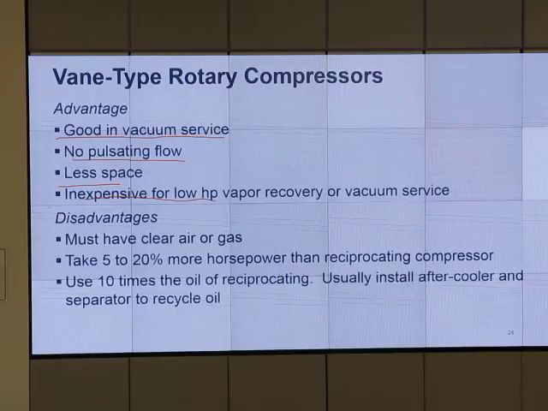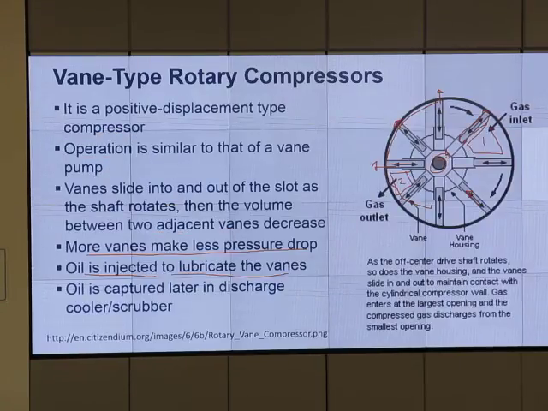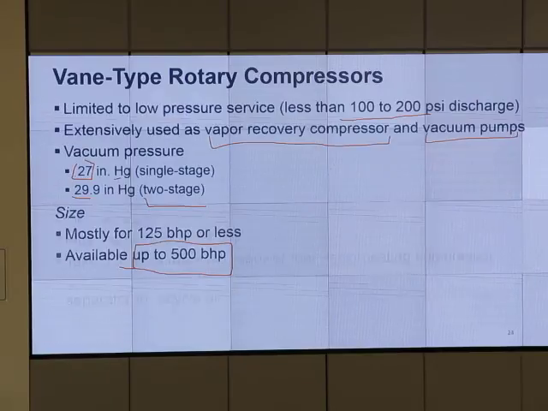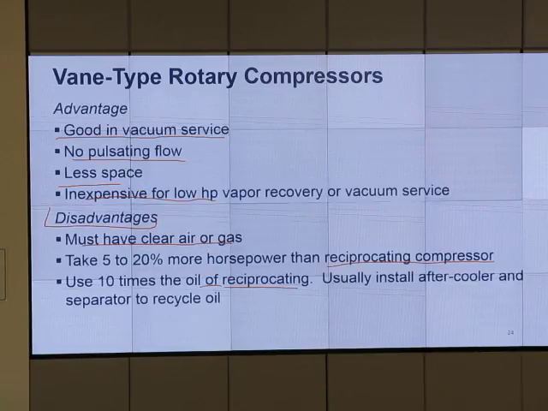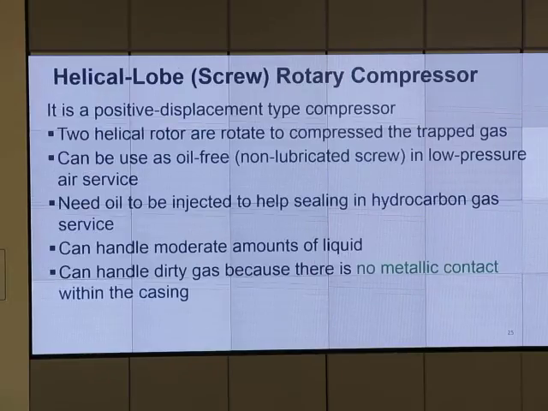The disadvantage: it must have clean air or gas. It takes about 5 to 20% more horsepower than a reciprocating unit, so a reciprocating compressor is better. It uses 10 times the oil of a reciprocating compressor to seal it, so it uses more oil. We have to seal the gap over here to make it airtight, and usually install an aftercooler and separator to recycle the oil. We have to recycle the oil.